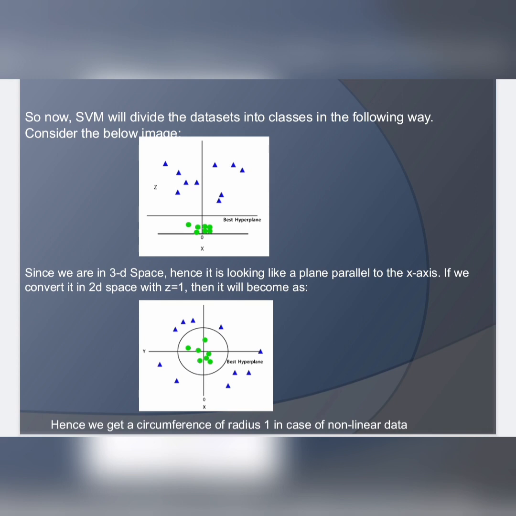Since we are in 3D space, it looks like a plane parallel to the x-axis. If we convert it into 2D space with z is equal to 1, then we get a circumference of radius 1 in case of non-linear data. This is the best hyperplane given in the diagram.